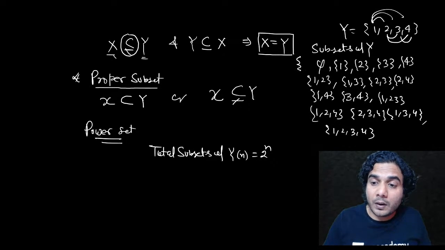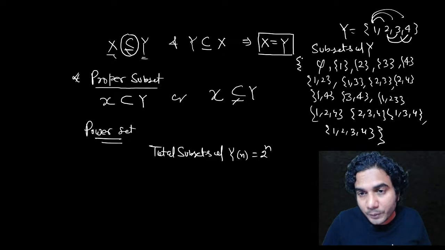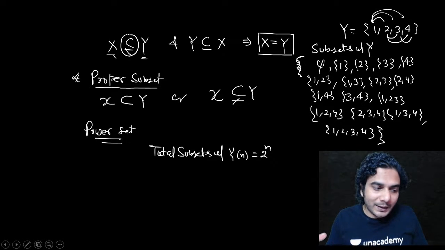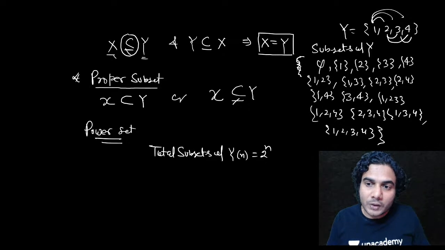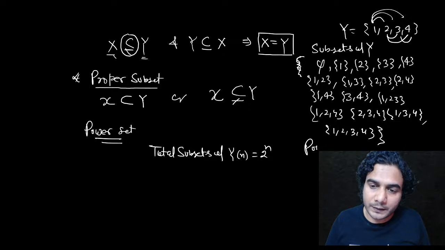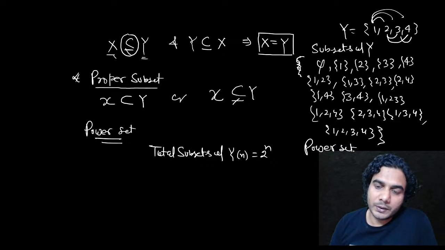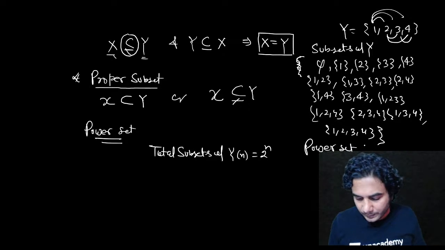And the set of all these subsets, see, I am putting these curly brackets. So now I am making a set which contains all these subsets. That is called power set. So this is the power set of Y, which has 2 raised to 4 elements. This is power set. I think you have got it.